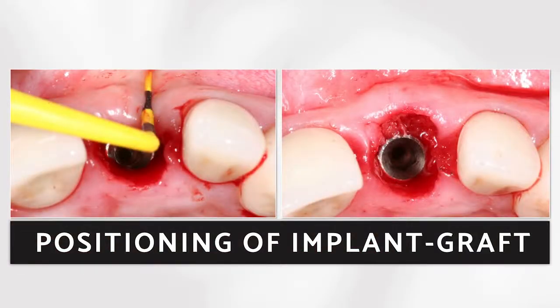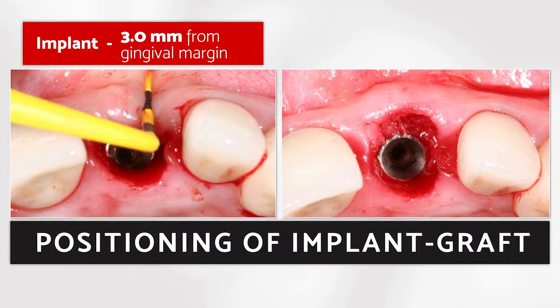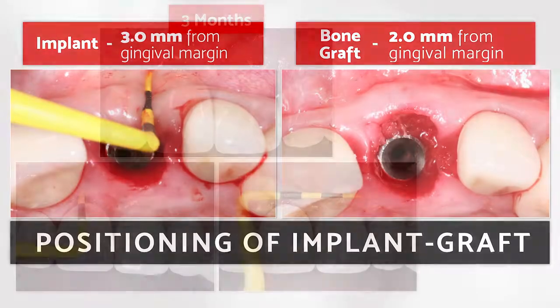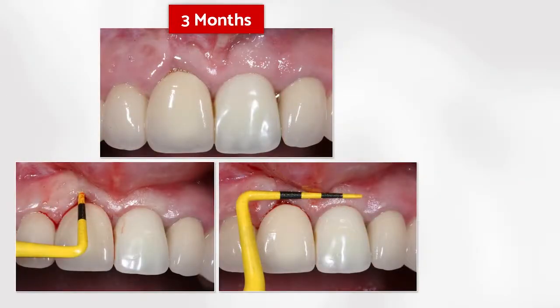And how about the positioning of the implant and graft? This is one of the topics to be discussed with you in this clinical case. On the left side, the implant was placed 3 mm from the gingival margin in the apical direction, and the bone graft was placed 2 mm from the gingival margin, or better said, 1 mm over the head of the implant. Three months after the IDR procedure was finished on the left side, we treated the right side.